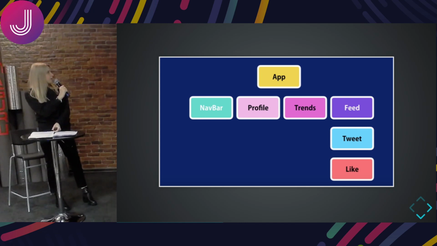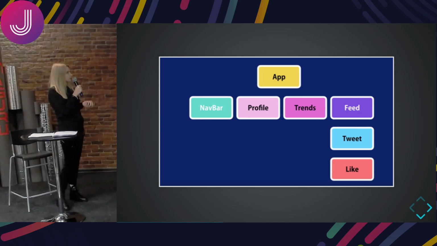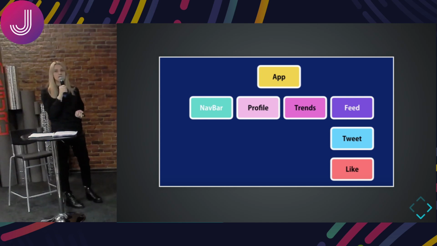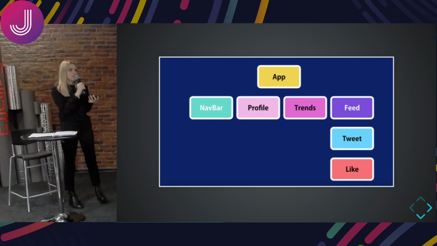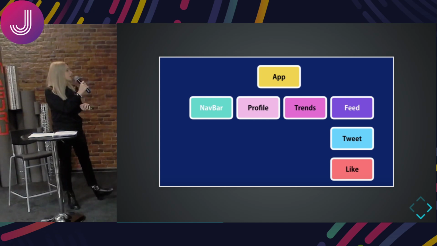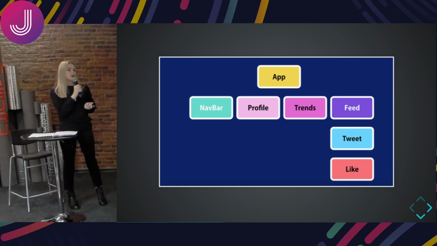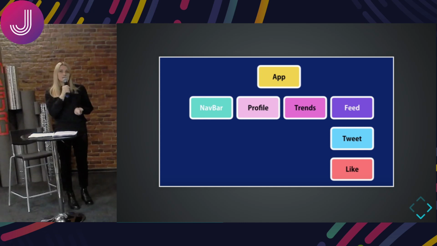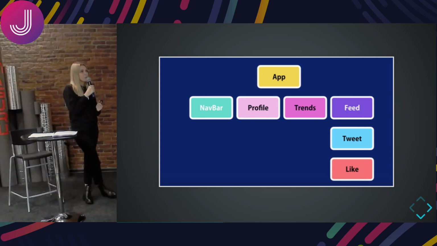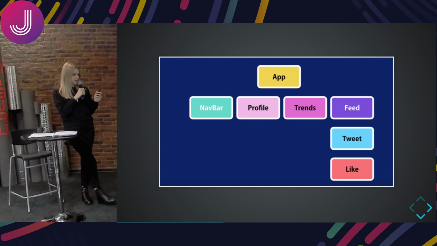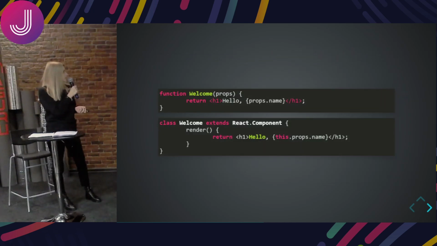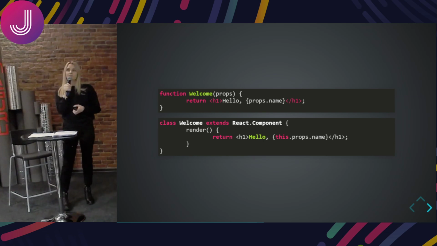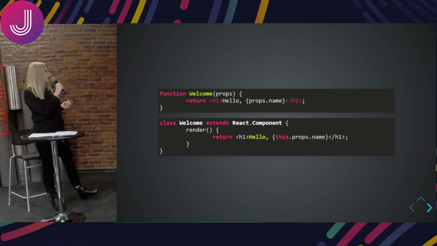The feed component may include other tweet components, and each tweet component may contain other lightweight components, which we can reuse in other applications or in other pages. So as you see, each React component is a piece of user interface. A component is usually implemented as a JavaScript class with a state and a render method.